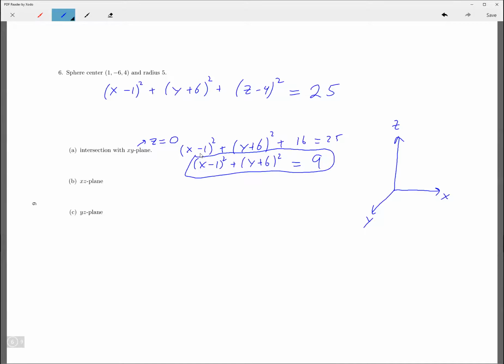Okay. That works on my WebAssign. So now the next one would be what? We're talking the XZ plane. What's the equation for that? Would that be y is equal to zero? Yes, sir. It's y equals zero. So you just put a y equals zero under here. And that's a 36, right?